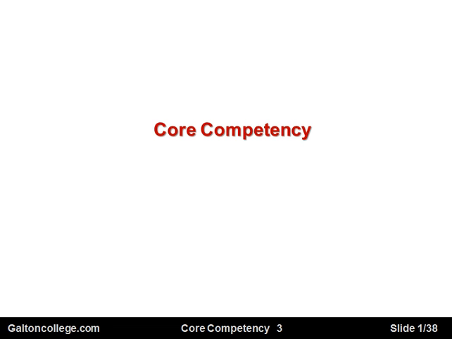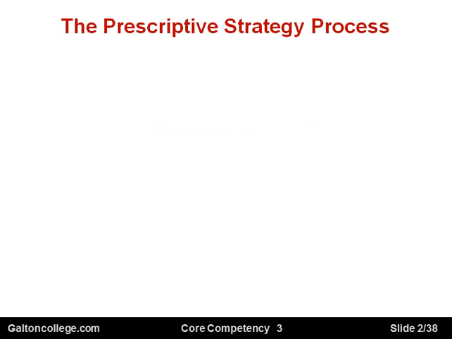This is one of a number of classes on the topic of core competency. Let's start by looking at the prescriptive strategy process. So here we start with the mission and goals of the organization.